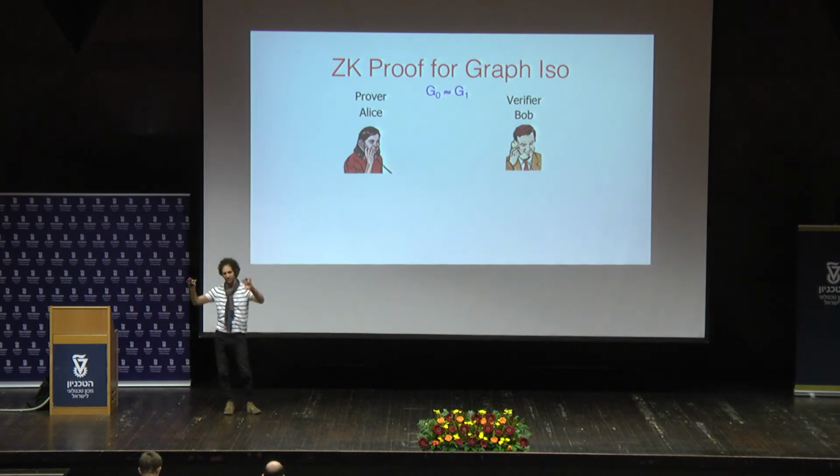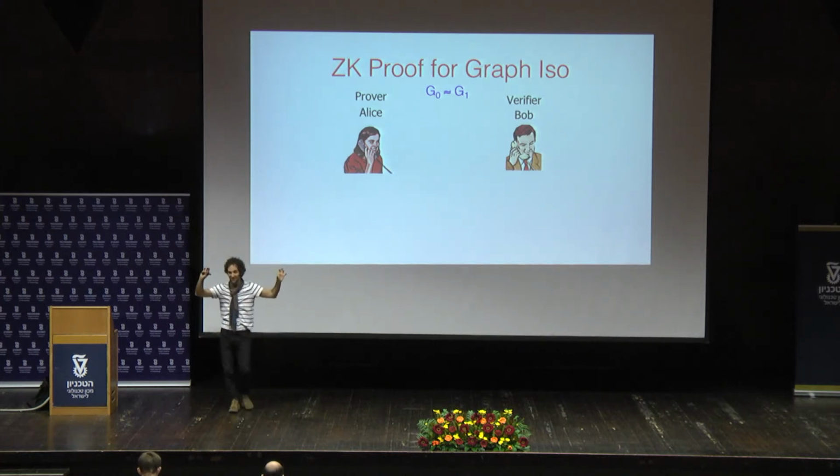So I have 2 graphs. These are 2 big graphs, and I'd like to prove that these 2 graphs are isomorphic. Do you all know what it means to be isomorphic graphs? They're basically the same graph. I can take one graph and permute it to get the other graph. So I permute the nodes of this graph, I'll get the other one. Right? So just this graph is a relabeling of that one.